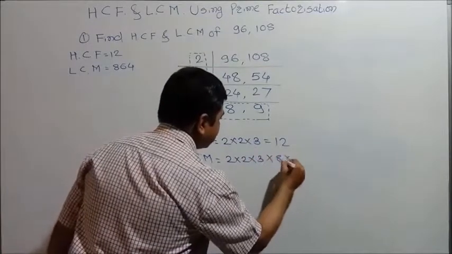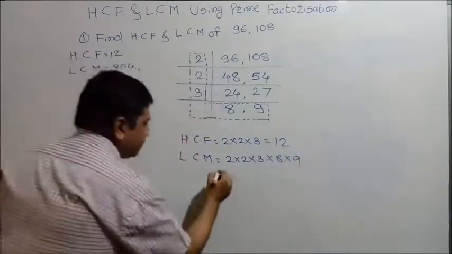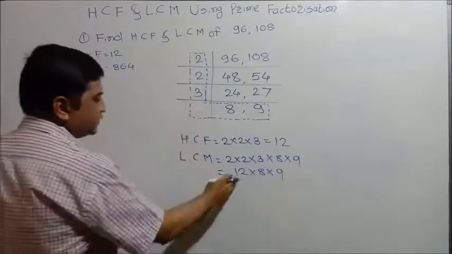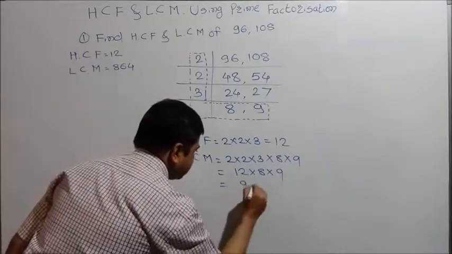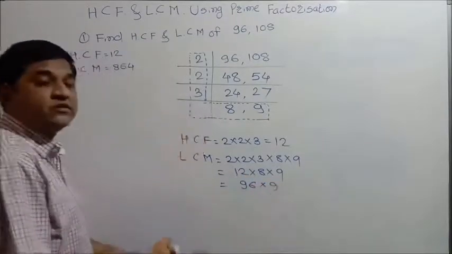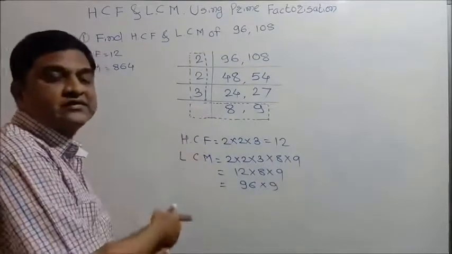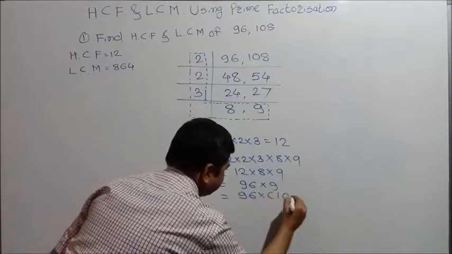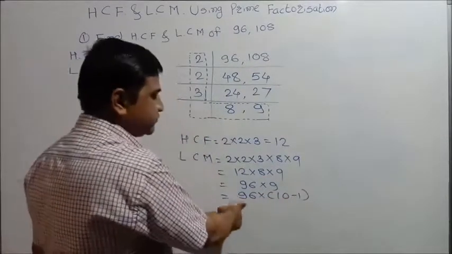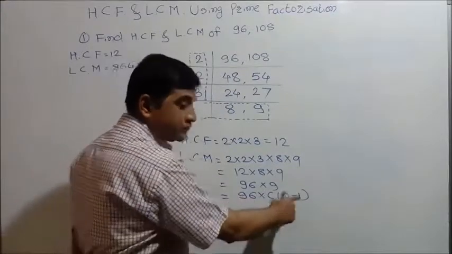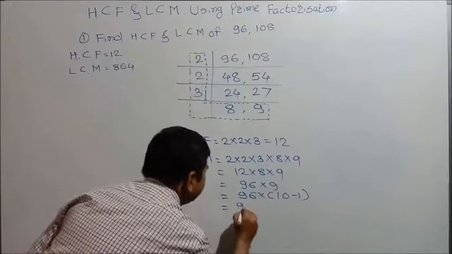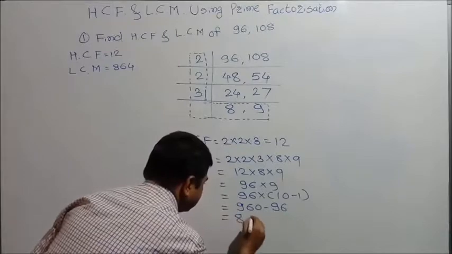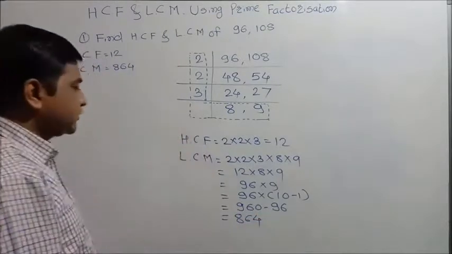Now, what about the LCM? How to find the LCM? Well, what we are going to do is take all these numbers which are common divisors, and now we are going to draw an L like this. And if I multiply 2 multiplied by 2 multiplied by 3 and these two remaining co-prime numbers, so 2 multiplied by 2 multiplied by 3 multiplied by 8 multiplied by 9. Okay, make it 12 multiplied by 8 multiplied by 9.